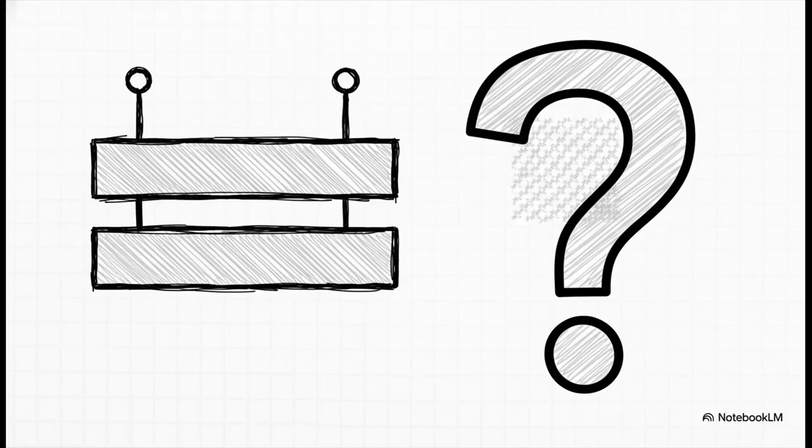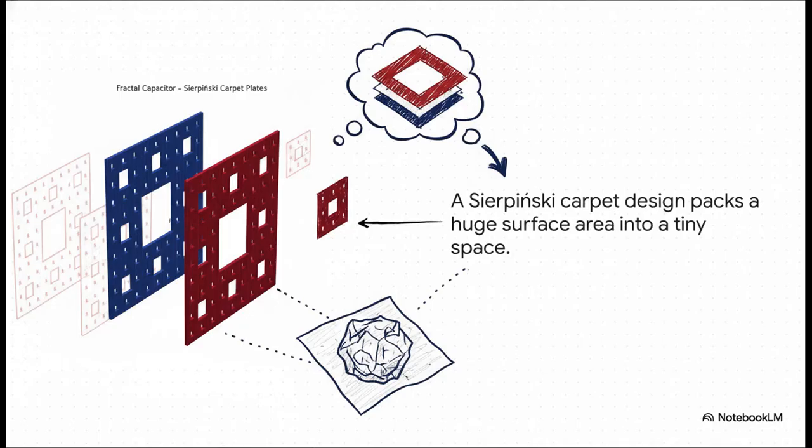Let's kick things off with a component you've definitely heard of, the capacitor. Its job is to store electrical energy. A normal one is basically just two flat metal plates sitting near each other. Simple, but a fractal one, well, it's a whole different beast. Just look at this thing. Instead of a solid plate, it uses a pattern called a Sierpinski carpet. It's like you take a square, you punch a hole in the middle, and then you do the exact same thing to all the smaller squares that are left over.